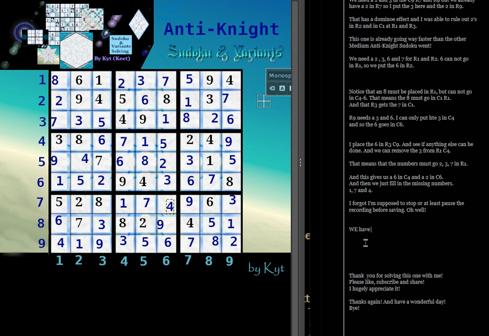We have solved the anti-knight medium Sudoku variant.